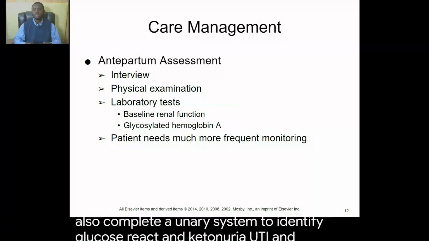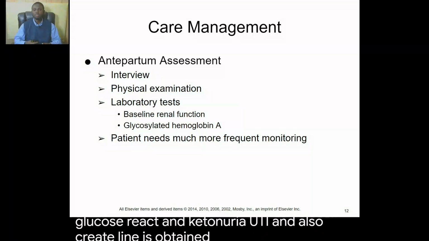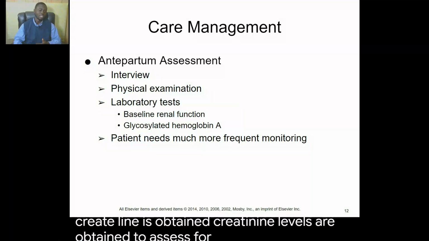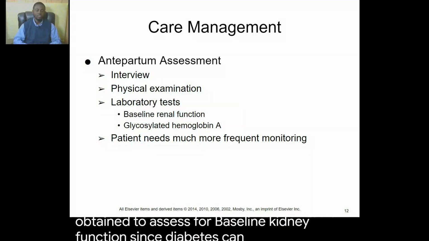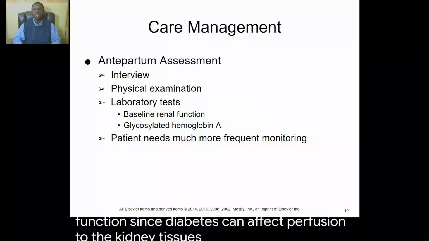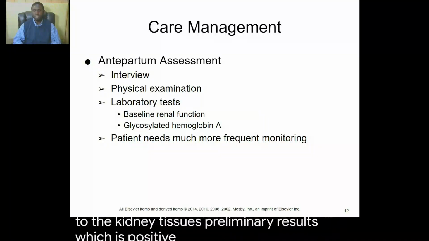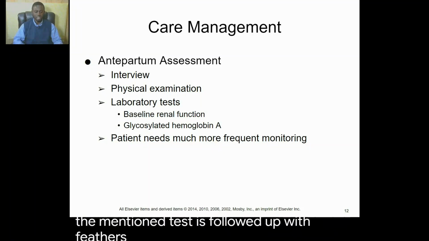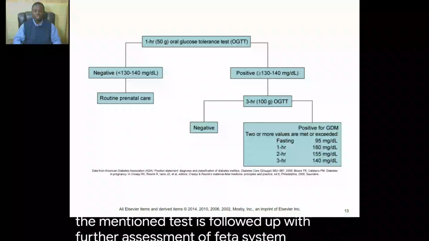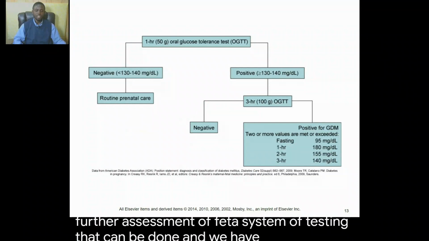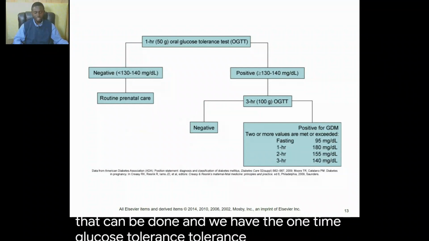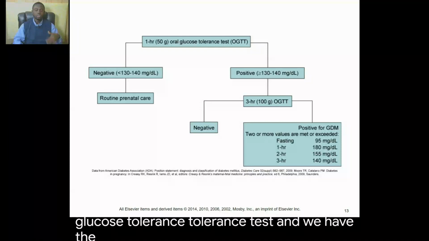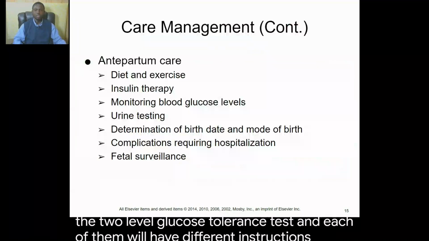UTI, and also creatinine is obtained. Creatinine levels are obtained to assess for baseline kidney function, since diabetes can affect perfusion to the kidney tissues. Preliminary results which are positive for hyperglycemia or any of the mentioned tests are followed up with further testing. There are 2 forms of testing that can be done: the one-step glucose tolerance test and the 2-step glucose tolerance test, and each of them will have different instructions for the mother.